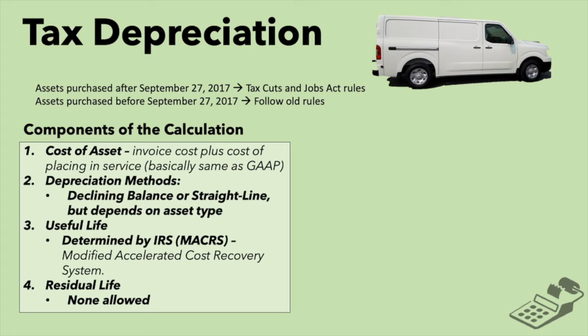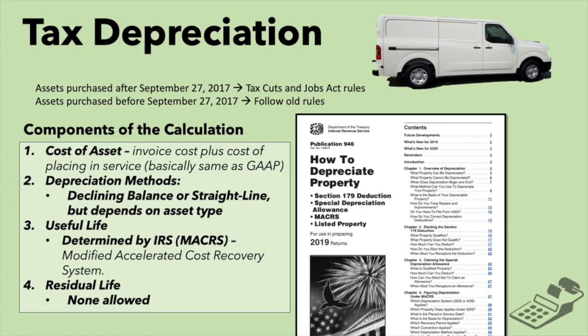Now, the components of the calculation are very similar. We have the cost of the asset, which is invoice cost plus cost of placing in service. It's basically the same as generally accepted accounting principle cost basis. The methods, again, are declining balance or straight line, but it depends on the type of asset. The useful life is going to be determined for us, and there's no residual. So it's a little bit easier to do tax depreciation.